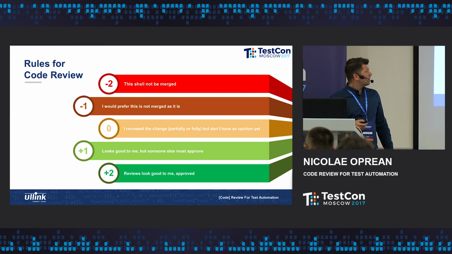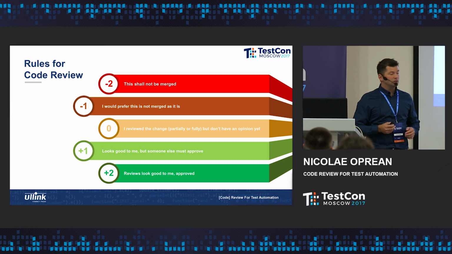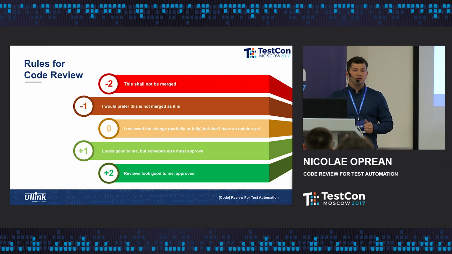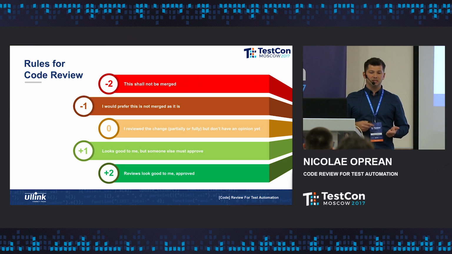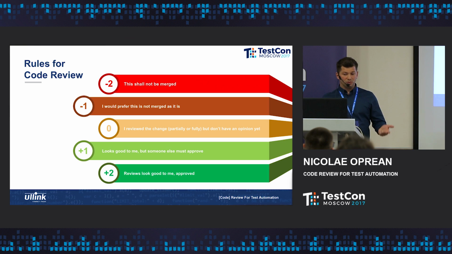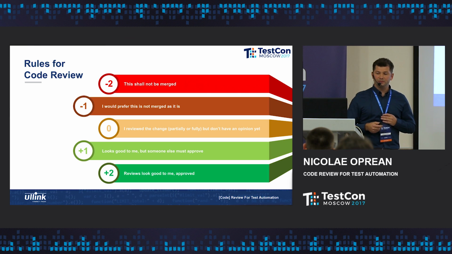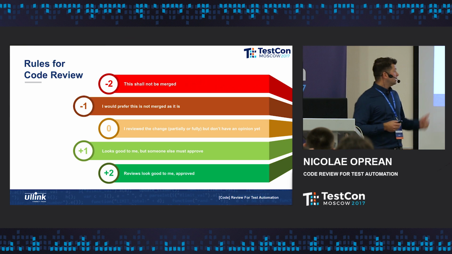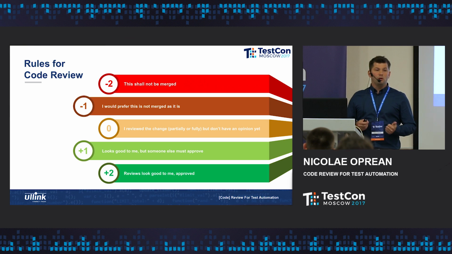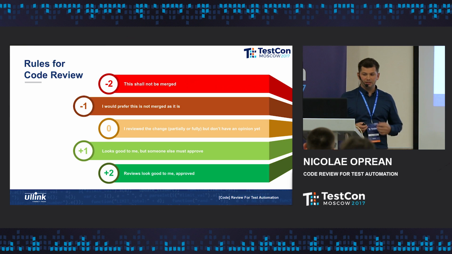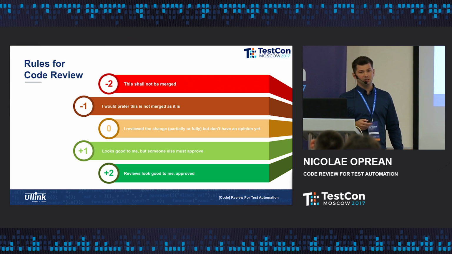0 means that I reviewed the code partially or in full. I don't have an opinion yet. Usually it refers to when there are questions asked or additional clarifications on the code or proposed solutions. And +1, we have code looks good to me, but someone else needs to approve it. And we have the +2, where review looks okay to me, approved. Now this option, the last one, is only available to foremen. We call them foremen, like on a construction site. I will explain this notion a bit later.